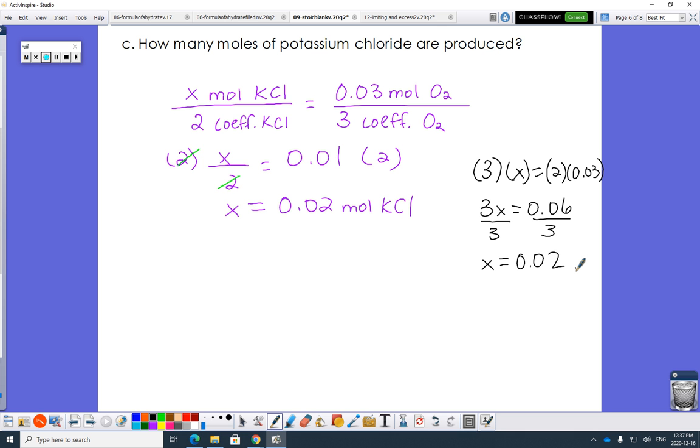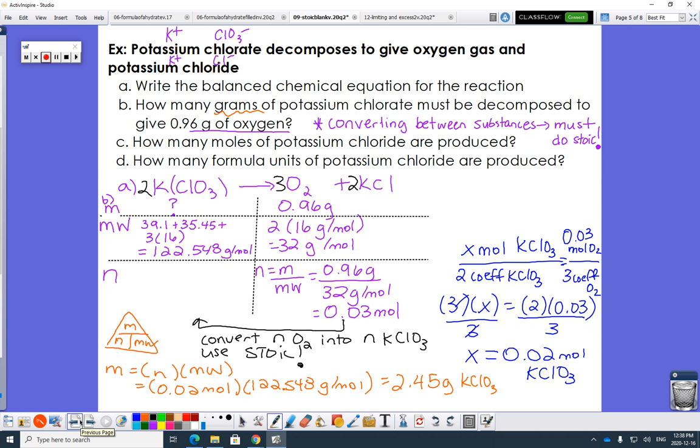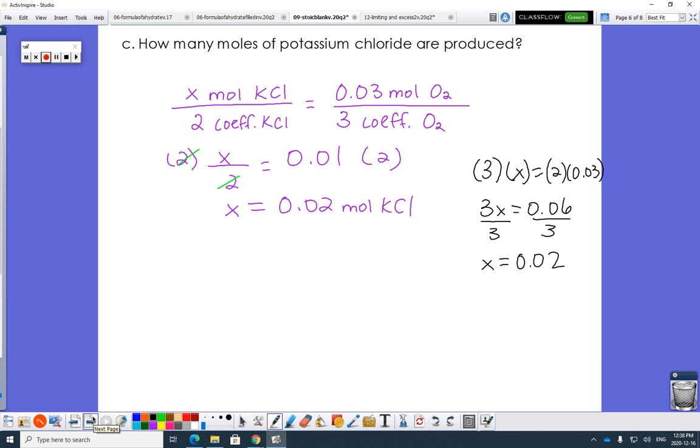So the moles of KCl and the moles of KClO3, how are they related? Same, different, more or less. Heather? They are the same. And the reason they're the same, they have the same general coefficient. So this is 2 to 2. So if this is 0.02, so will the other one be. Okay? So again, that's just a way you can check your answer.